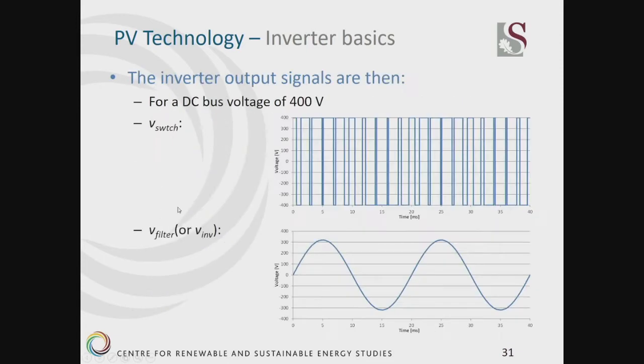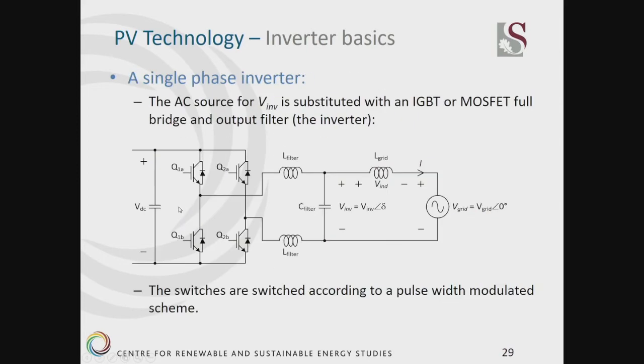So on the DC side, we have the input from the modules. Then we go through a couple of switches using pulse width modulation. That is filtered, and the output is a nice sinusoidal wave connected to the grid.